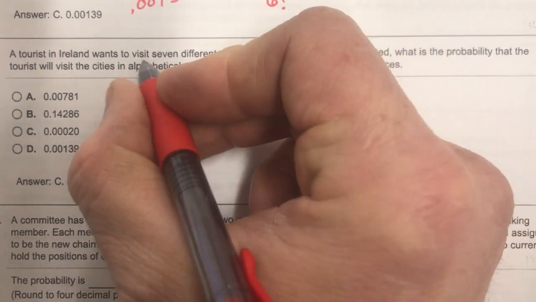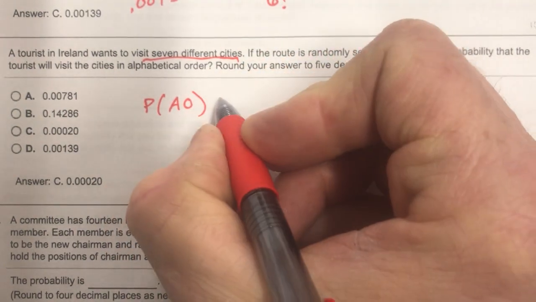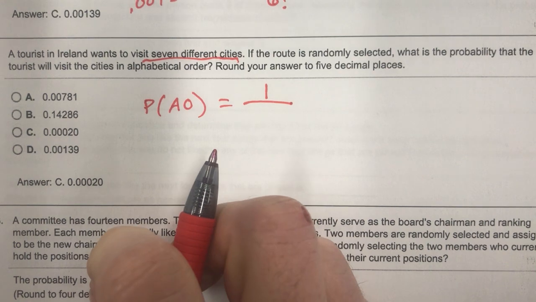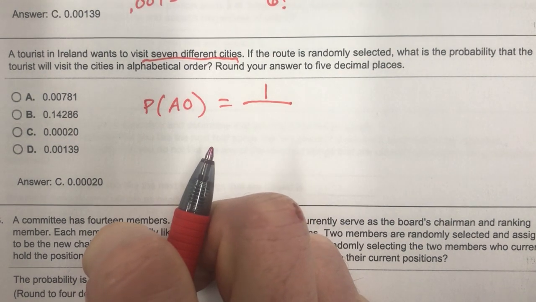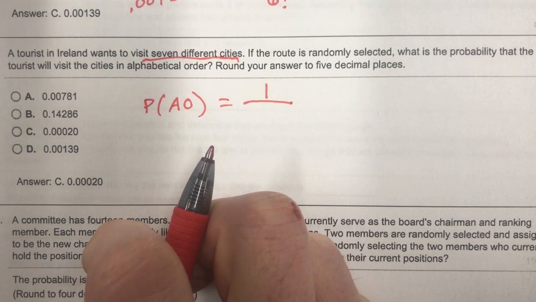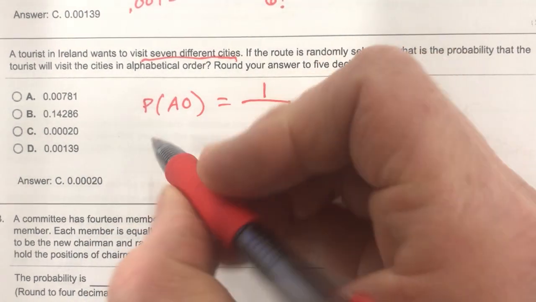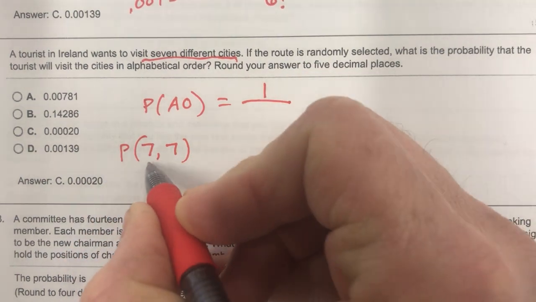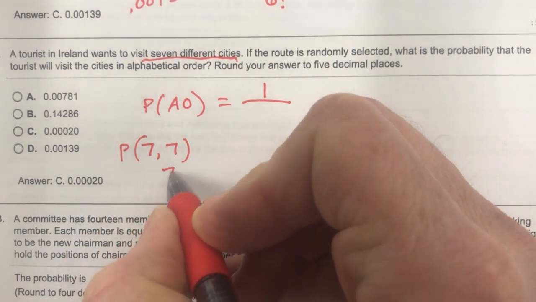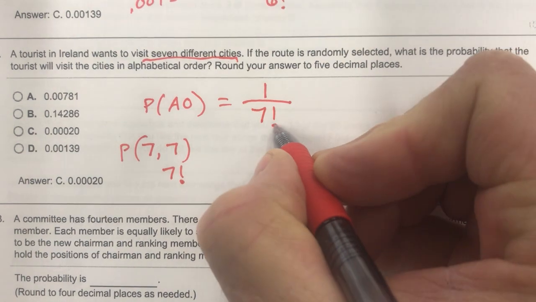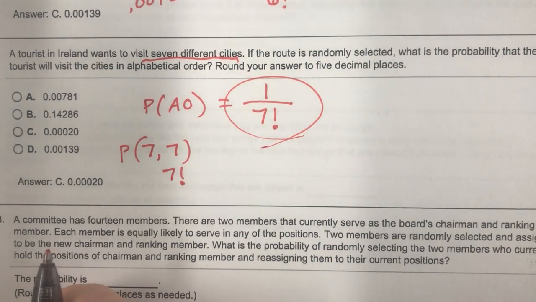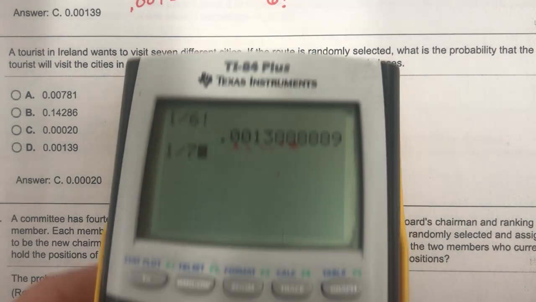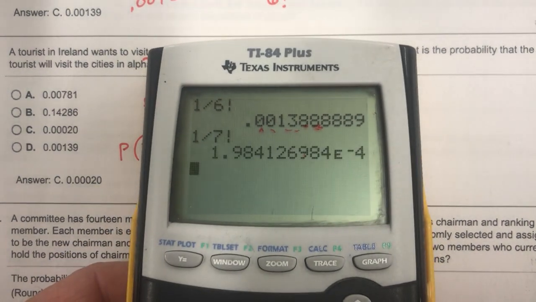These 7 different cities. Okay, well, as we just mentioned a while ago, there's only one way to do all 7 in alphabetical order. There's only one way for them to be in alphabetical order. On the bottom, there's 7 cities, and we're going to go to all 7. That's the permutation, and when these numbers are the same, that's just 7 factorial. So that should be my answer right there. All right, so I'm going to punch this in. 1 divided by 7 factorial.